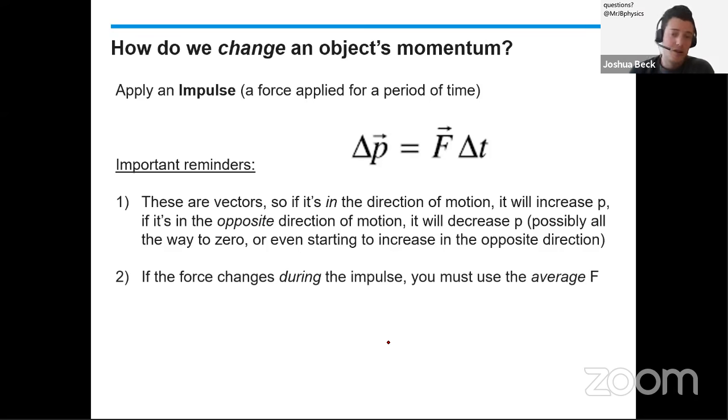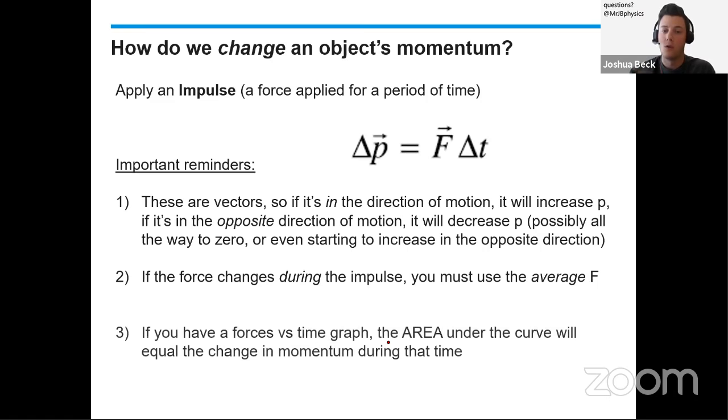If the force changes during an impulse, you can't just use the initial force, the final force, or some random number. You have to use the average force. Typically, if you have a problem where the force is changing, they'll give you the average force, or they'll show you that force on a force versus time graph. We'll look at these in a few minutes, just briefly, so you'll see what they look like. But if you were to graph the force versus time, the area underneath that curve will equal the change in momentum during that time.